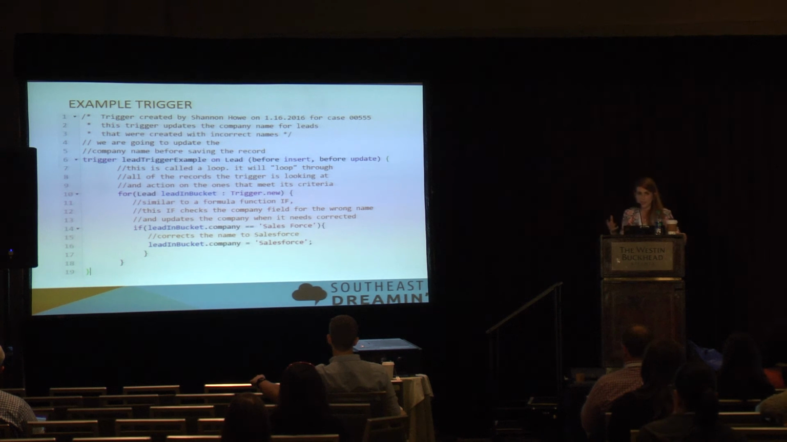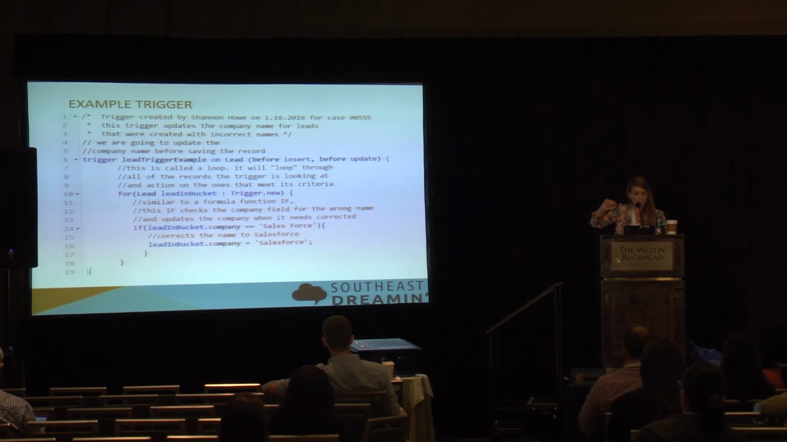Okay, so this is a loop, and it's saying for every lead that this trigger comes across, we're going to call that lead in bucket. That's going to be the variable that we give the lead. And then the colon means in, and then trigger.new is any time that this trigger is firing. Right? So for every lead that this trigger comes across, any time that the trigger fires, do something. The open bracket means anything between the brackets it's going to do. Is everybody understanding so far?